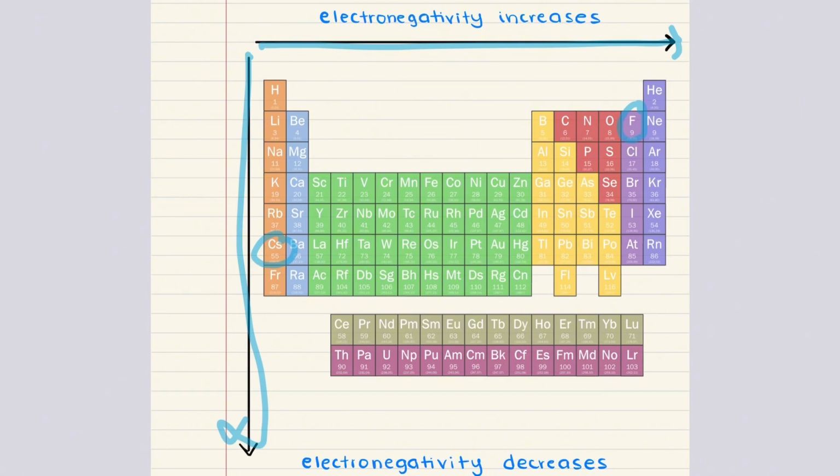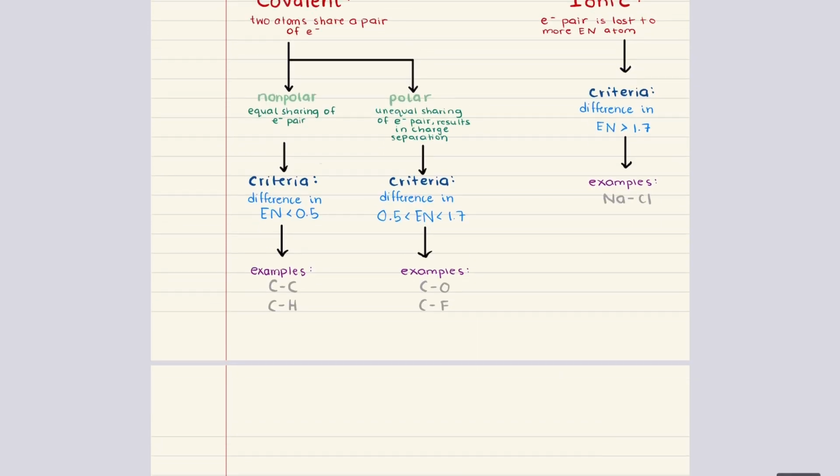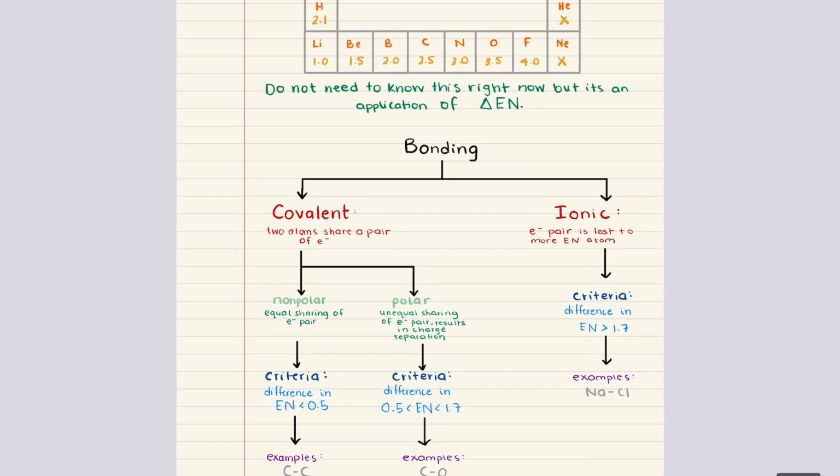So if you're asked to rank elements by increasing electronegativity, always consider their position relative to fluorine. Values increase moving right and they decrease moving down. Now, electronegativity is not just a ranking tool. It helps us determine bond character by comparing the values of electronegativity between two bonded atoms.